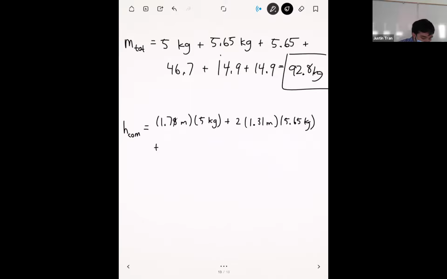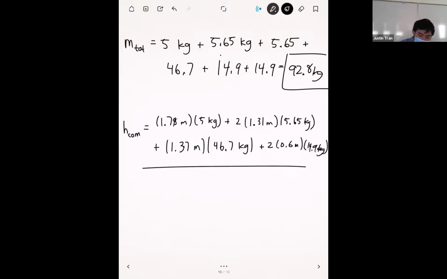Then we add the position and mass of the torso. The torso is 1.37 meters and its mass is 46.7 kilograms. And then we have the two legs, which are 0.6 meters off the ground, and the mass of each leg is 14.9. If we divide this by the total mass, we get the center of mass. Performing all those calculations, the height of the center of mass off the ground is 1.1375 meters.